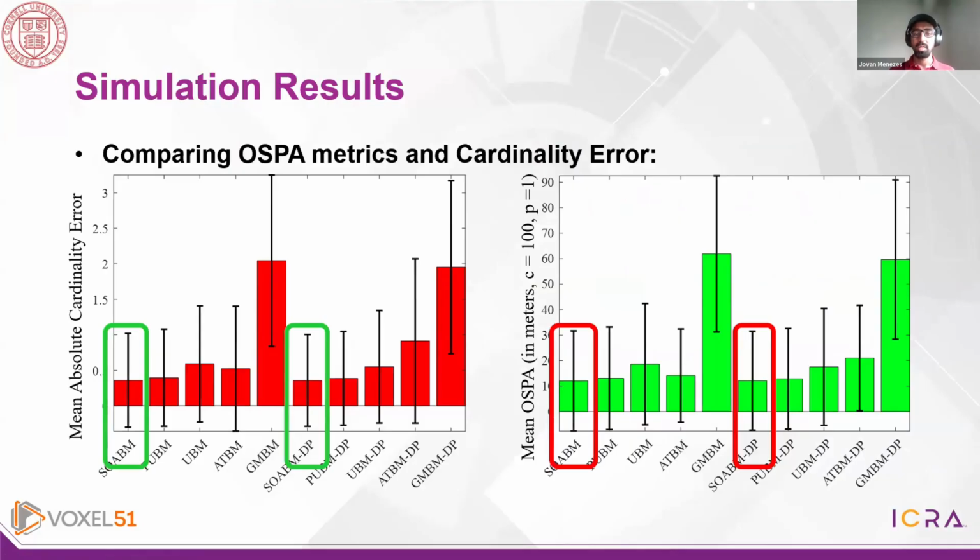We also evaluate our method using the mean absolute cardinality error, wherein we evaluate the number of targets that are being tracked at each time step, as well as the OSPA, optimal subpattern assignment metrics, which are commonly used to evaluate tracking algorithms from the RFS framework. And again, over here, we see when we plot the mean and the standard deviation for each metric for all the baselines, our method gives better performance as compared to the other baseline approaches.